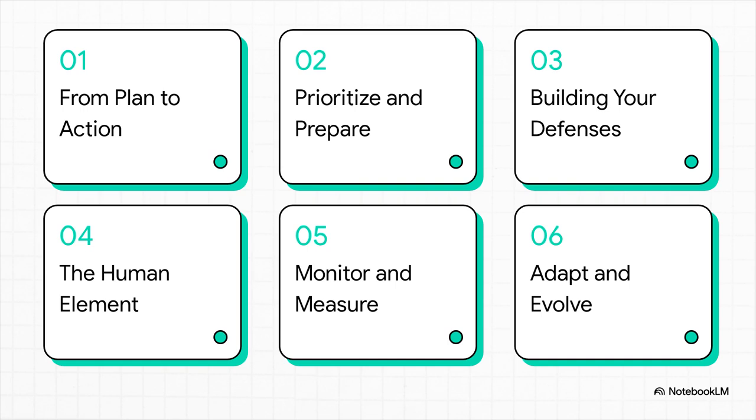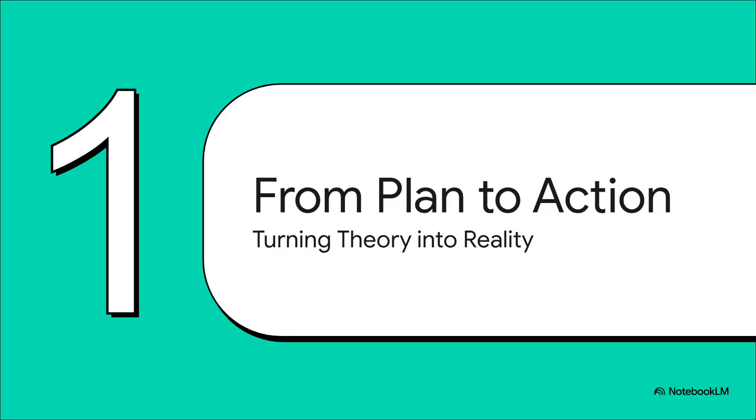So here's our roadmap for today. First, we're going to look at how to move from a plan to actual action. Then we'll talk about prioritizing, because let's be real, you can't fix everything at once. After that, we'll get into building our defenses, layer by layer. And then we'll tackle what's often the trickiest part, the human element. Finally, we'll cover how to measure success and, crucially, how to keep adapting, because the threats out there are always changing. All right, let's kick things off with Section 1, From Plan to Action.